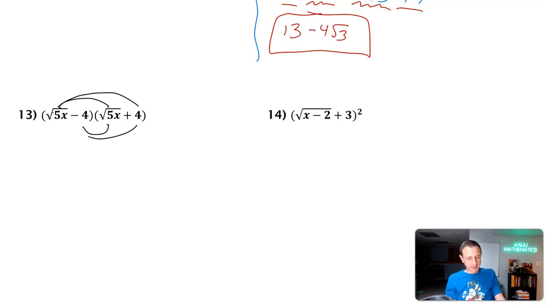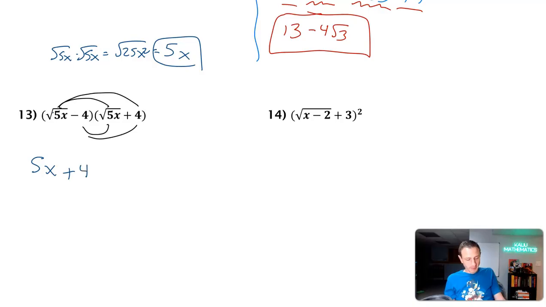So you do square root of 5x times square root of 5x, which is just 5x, because it's the same thing multiplied by itself. 5x times the square root of 5x is the square root of 25x squared. Square root of 25 is 5, square root of x squared is x. We get 5x. I'll show that to you a couple times. Plus 4 times the square root of 5x, minus 4 times the square root of 5x, minus 16. And then what ends up happening in the middle? Boom. Those cancel out. 4 minus 4 is 0. So we are left with 5x minus 16.